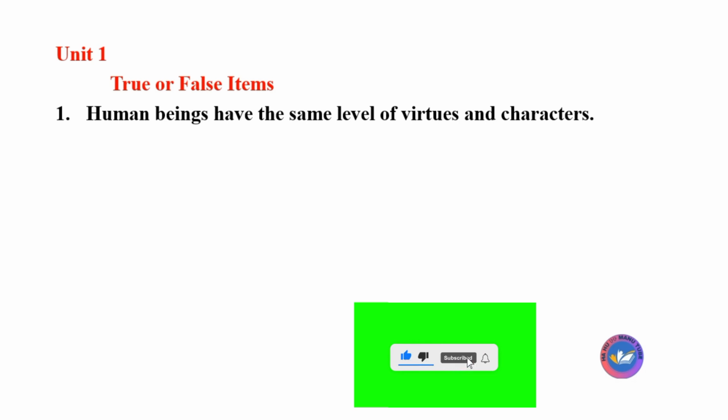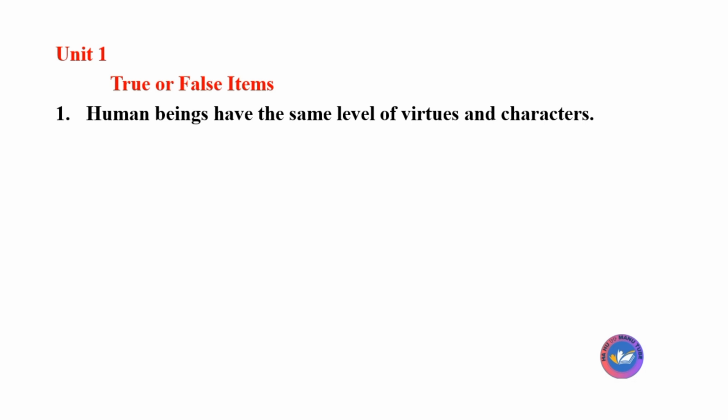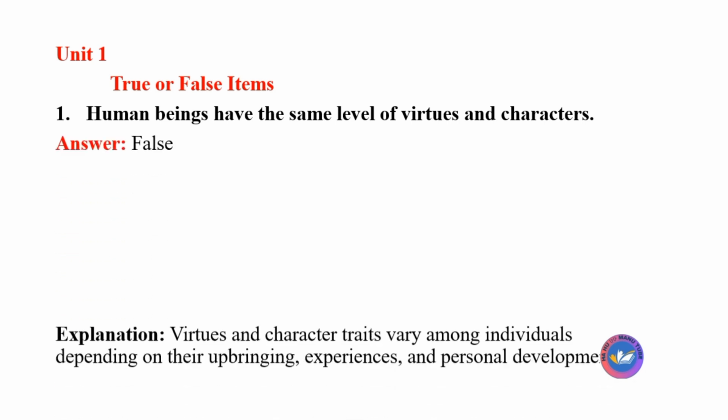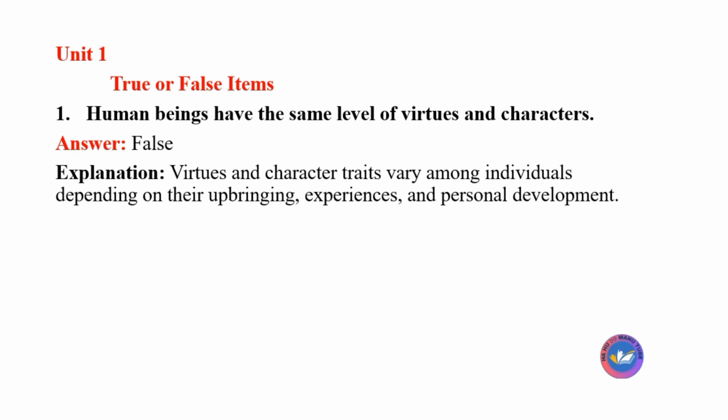Unit 1. Say true or false. Question number 1. Human beings have the same level of virtues and characters. The answer is false, because virtues and character traits vary among individuals depending on their upbringing, experience, and personal development.